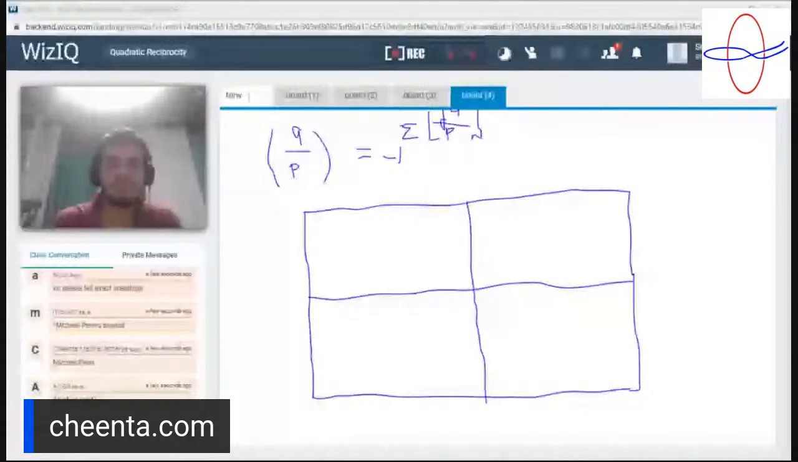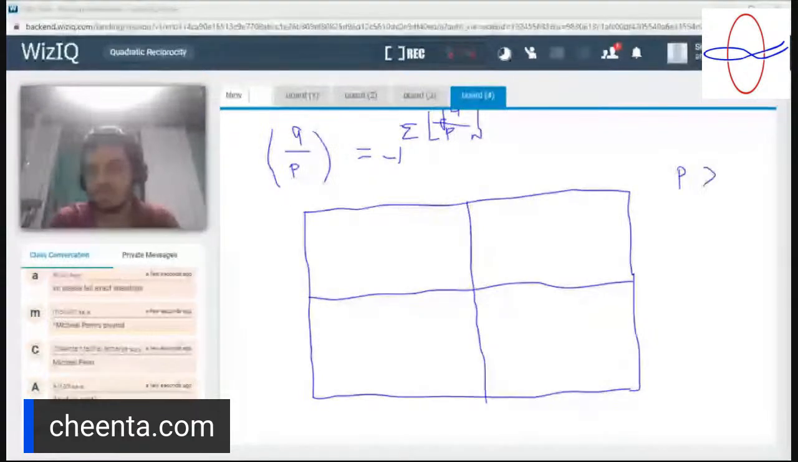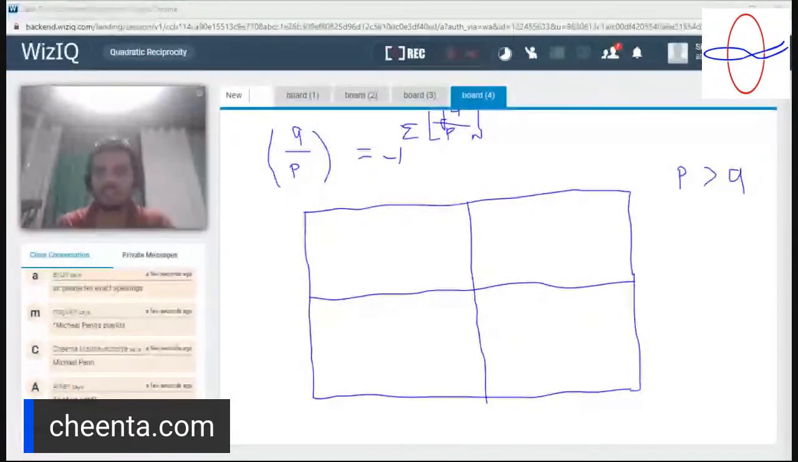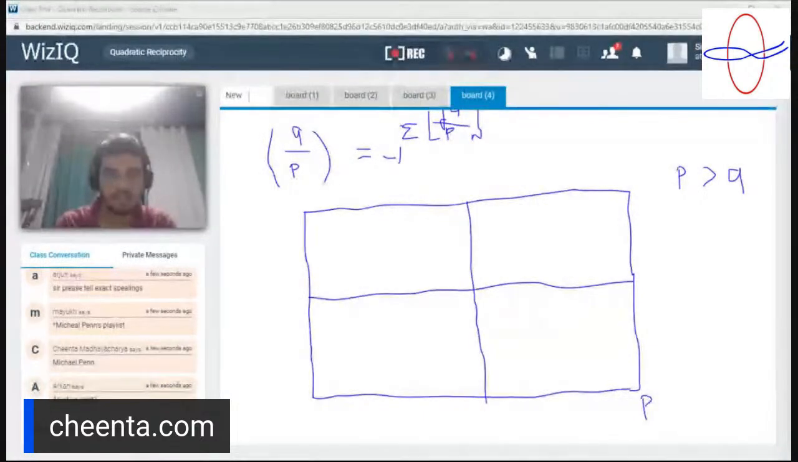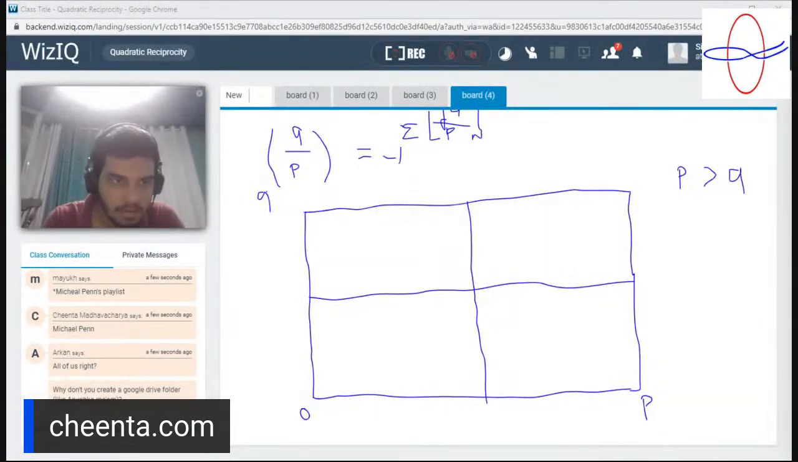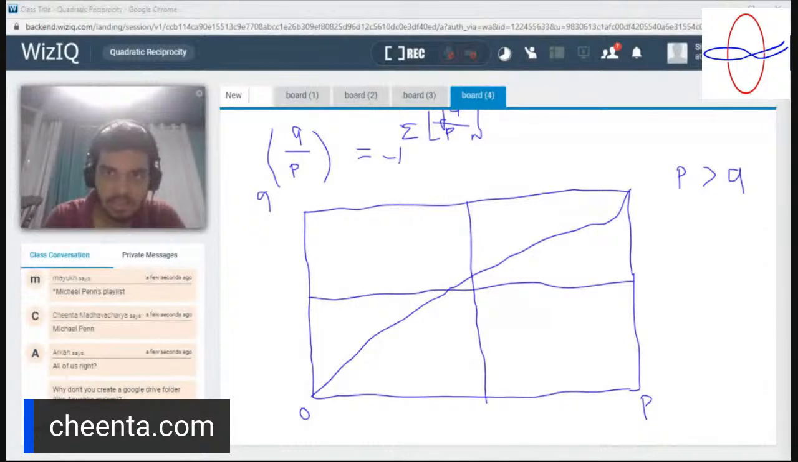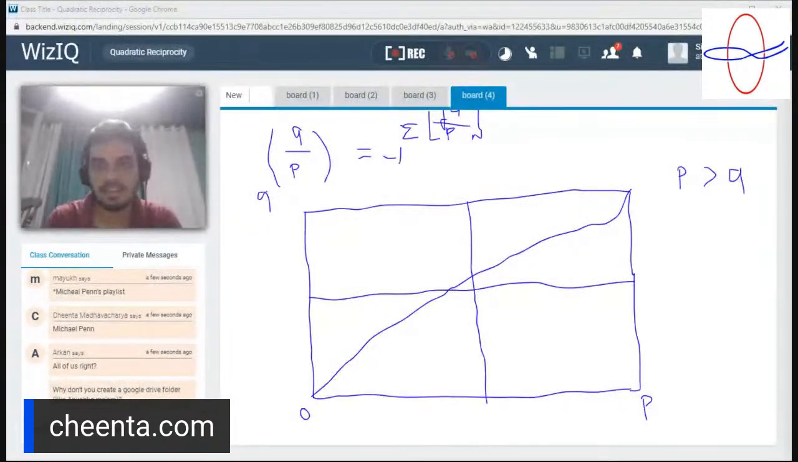Right, so to finish this off, I'll just go with the assumption that P is greater than Q, since P and Q are interchangeable. And then we take a grid, since this seems to be the bigger side. Let's say this is P and Q, right? And then this is a direct line between O and capital N.